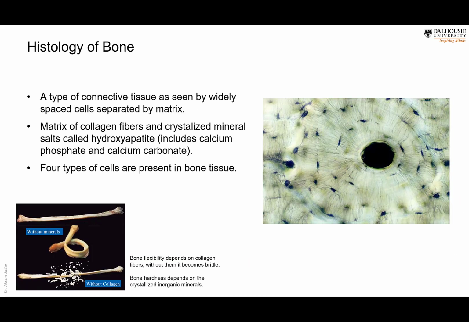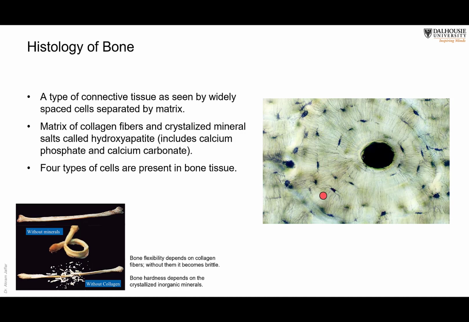Let's go to the histology of the bone. So it's a connective tissue. It has cells, it has matrix, and it has fibers. And so the matrix here contains collagen fibers, as well as crystallized minerals, calcium phosphate, calcium carbonate. And you can see here, the cells are widely separated from each other. This is a cell. Here is a cell. Here's another one.